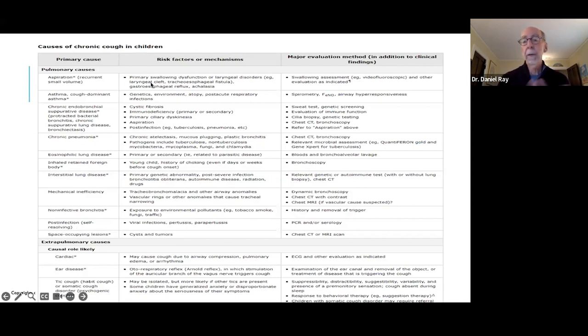Aspirations, particularly in infants where they have tracheoesophageal fistulas or other anatomic disorders that lend themselves to aspiration. Children with chronic pneumonias or cystic fibrosis, for example. Eosinophilic lung diseases, foreign bodies. Mechanical inefficiencies, so that would be the tracheobronchial malacia, where the cartilage is either inflamed or weakened and the airway itself collapses. That collapse of the airway, by the way, the vibration of the membranes against each other causes its own inflammation. So again, cough begets cough.